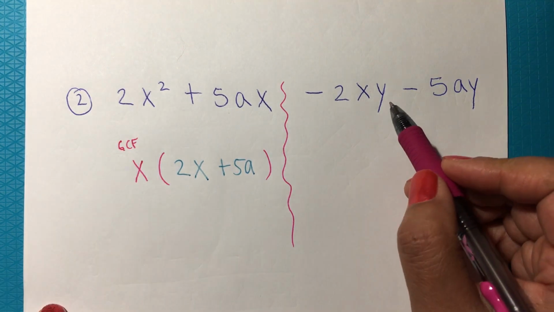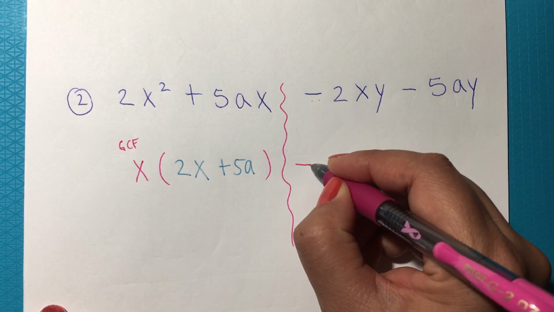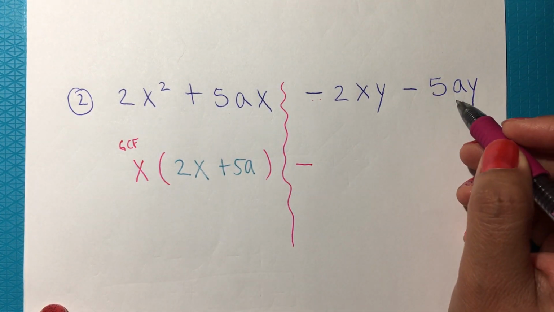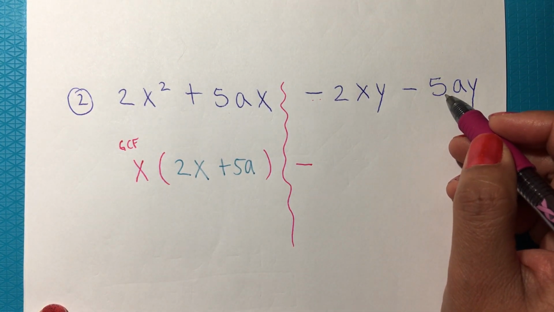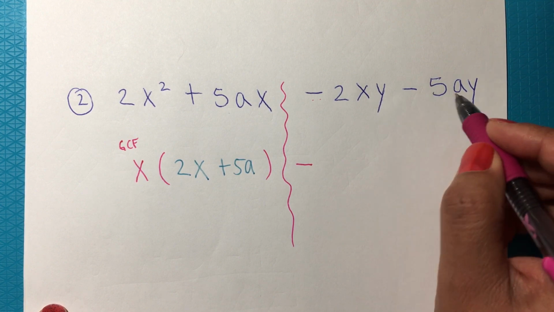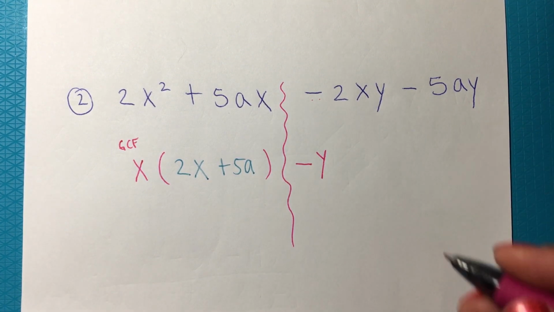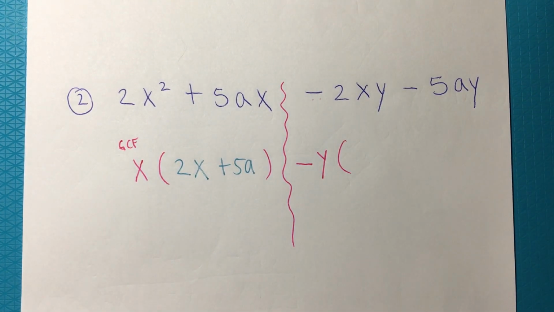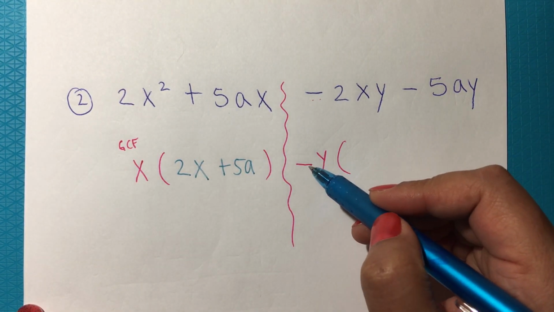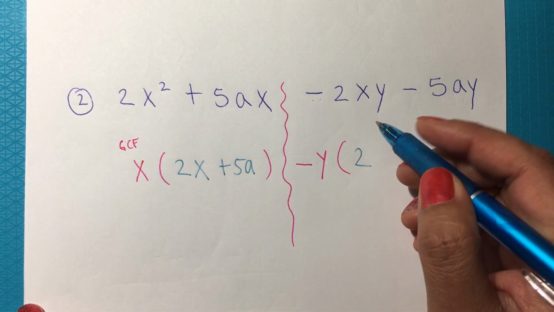On the other side, I noticed that the first one is a negative, so we're going to put negative in here. 2 and 5, nothing for the number. X and a, nothing, because we don't have it in both. But for y, we include it in here, okay? And so we start dividing. The negative divided by negative is positive. 2 divided by 1 is 2.